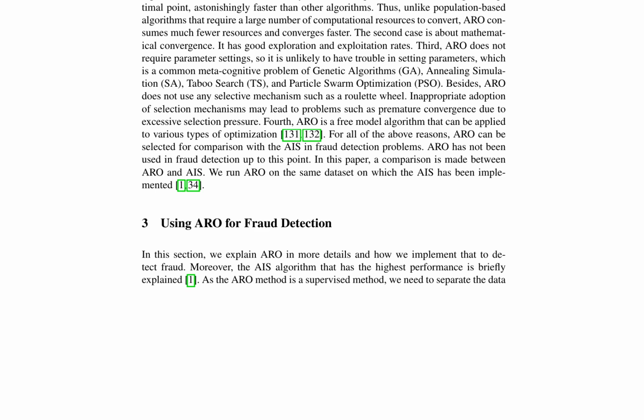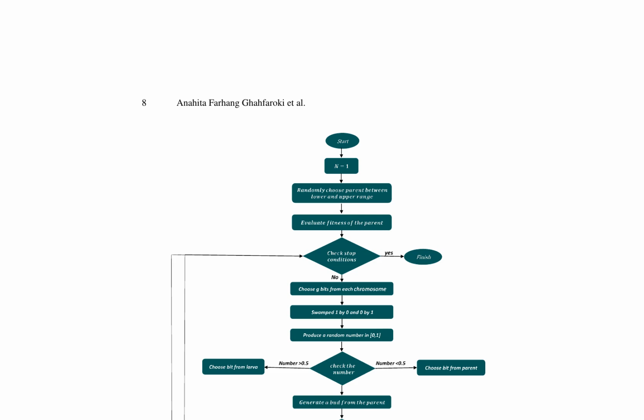The fitting function is calculated using equations 1 and 2, which measure the distance between the normal and fraudulent transactions. The cut point is the best fitness achieved in the dataset. The mutation process is repeated until the parent fit is smaller than the cut point. The probability of mutation is calculated using equation 3, and the bud is mutated based on this probability. The value of the mutated bud is calculated using equation 4, which evaluates the fitness of the bud.